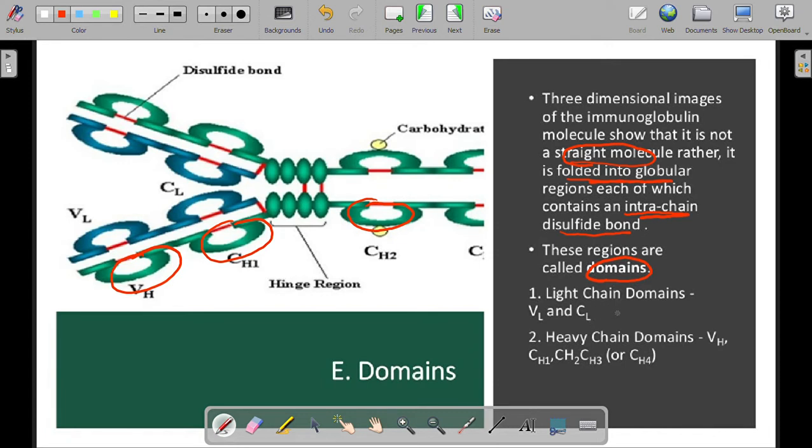In the case of the light chain, the domains are VL and CL, where L is for light chain, V for the variable region and C for the constant region. In the case of the heavy chain, it contains VH, CH1, CH2, CH3 and CH4, that is the variable heavy domain and constant heavy domains 1, 2, 3 and 4. Between two constant regions of the heavy chain lies the hinge region, which is mainly responsible for the flexibility of the immunoglobulins.